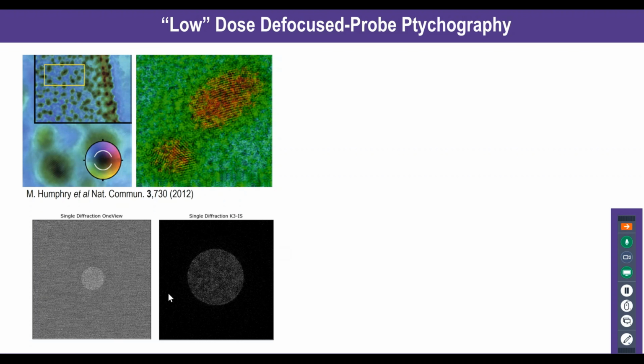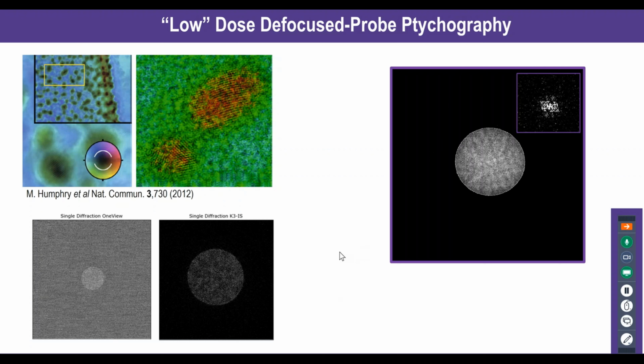With the K3 IS, for example, applying exactly the same dose and the same conditions here, it is much easier to see your central beam, right? So you can definitely get information out of this convergent beam diffraction pattern here.